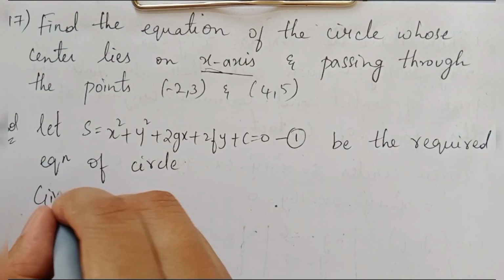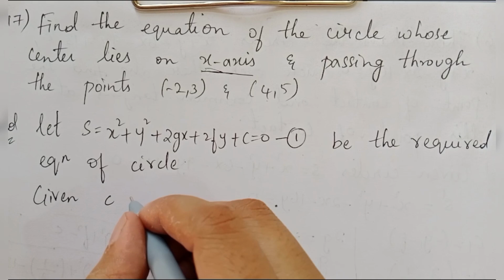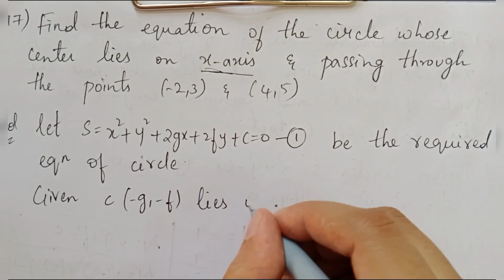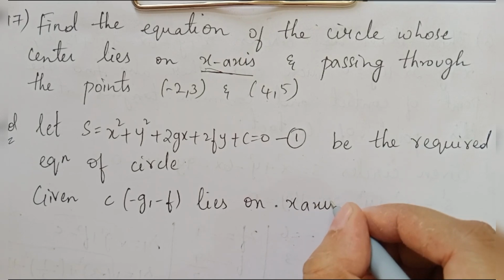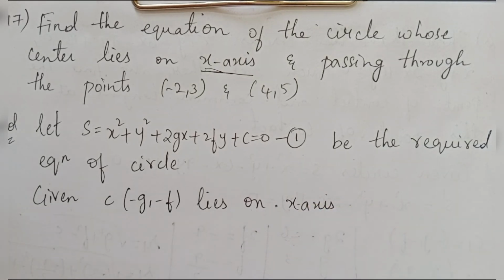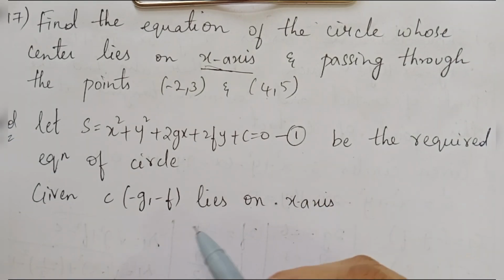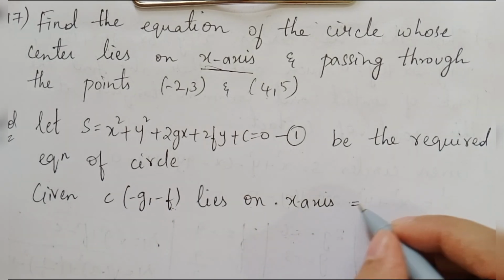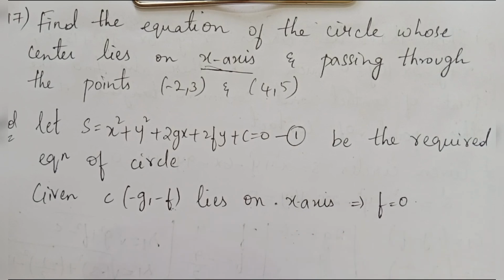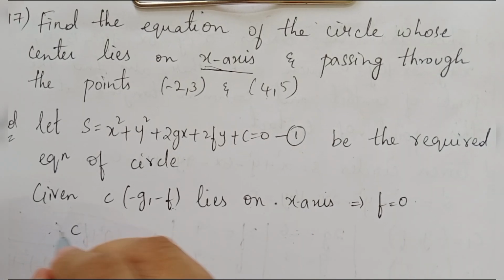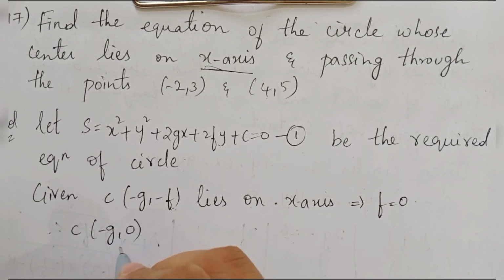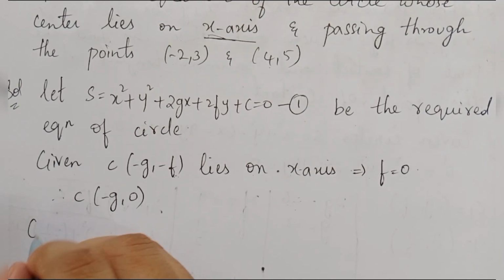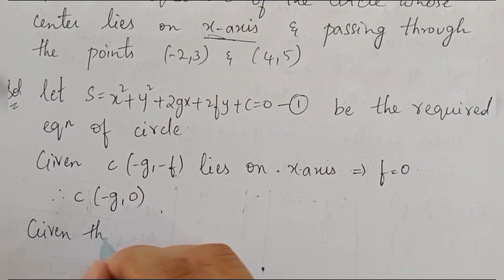Given that C, which is the center (-g, -f), lies on the x-axis. As we know, on the x-axis the y-coordinate is equal to 0. So we get the value of f equal to 0. So our center will be (-g, 0). So the f value is 0.